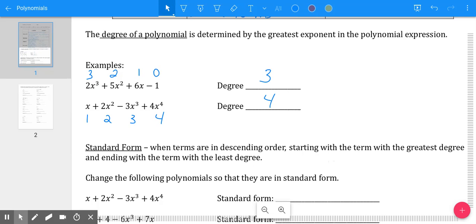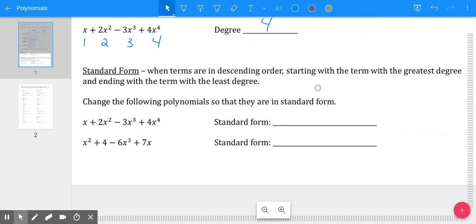The last thing we're going to talk about with polynomials to start is what's called standard form. And standard form is just an order of writing. It's typically the way that a polynomial will be written, like in a test question or in a multiple choice, they'll present the answers in standard form. And all it means is we write them in order, starting with the highest power and ending with the lowest power, or degree in that sense.